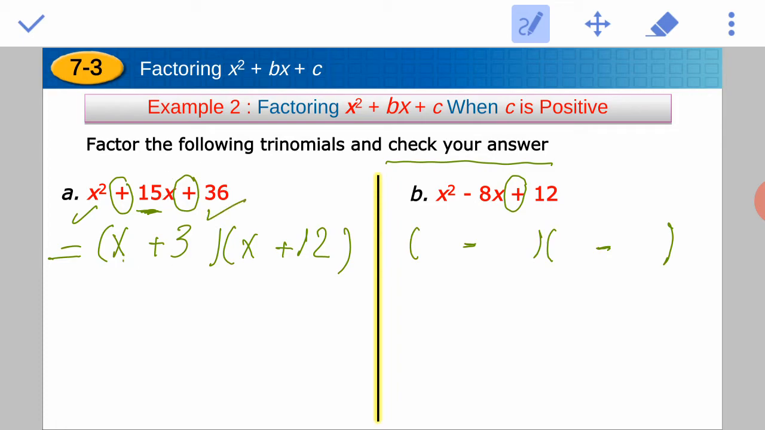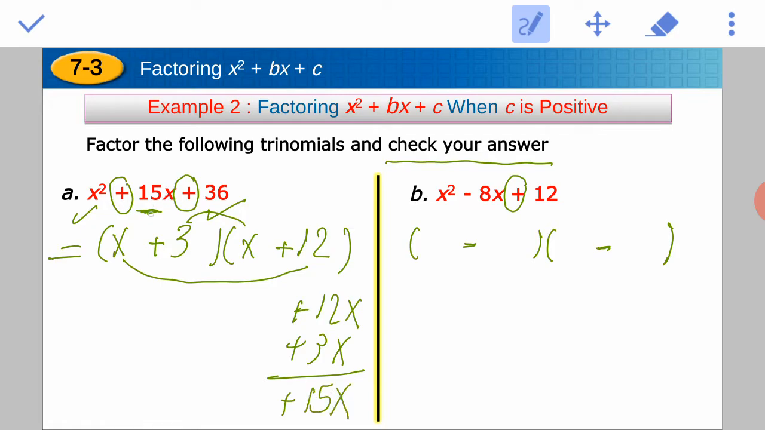The middle term is the sum of the outer and the inner. The outer, 12 times x, it's a plus 12x. The inner are plus 3 times x, it's a plus 3x. The sum of this is plus 15x. This is exactly my middle term, so everything is correct. This is the way we factor this trinomial.